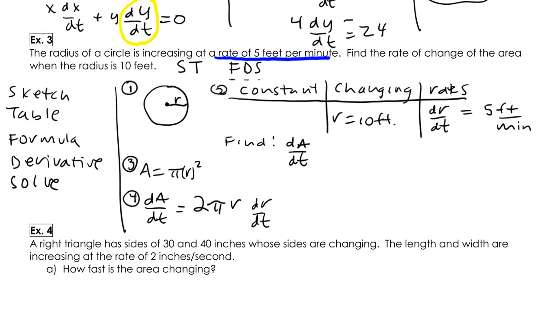Finally, let's solve, step 5. So we are going to replace everything we need. It says to find dA/dt, so that's okay that we leave that the way it is. Then it says 2 pi r. r is 10 feet and dr/dt is 5. So let's go ahead and fill this in. So 2 pi, r is 10 from the table, and dr/dt is 5. So this is going to give us 100 pi.